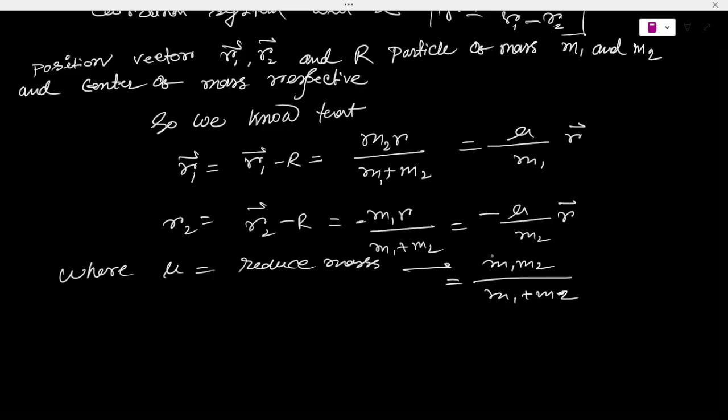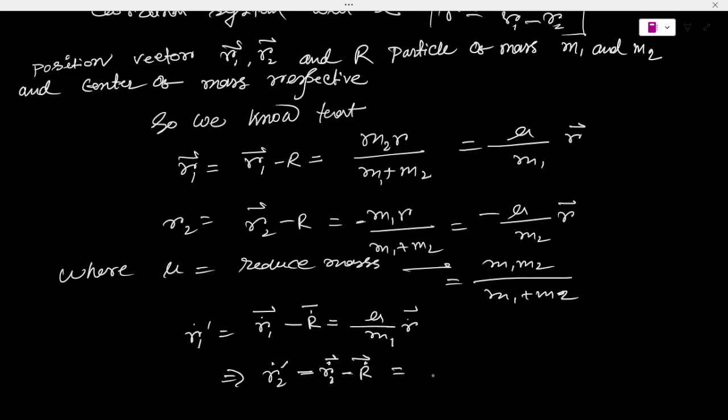Therefore, the expressions for the velocities of the particles with respect to the center of mass, in terms of their relative velocity, will be: r1 dot is equal to r1 dot vector minus R dot vector, which is nu divided by m1 into r dot vector. And r2 dot is equal to r2 dot minus R vector, which is nu divided by m2 into r dot vector, where r dot vector is equal to dr vector divided by dt.